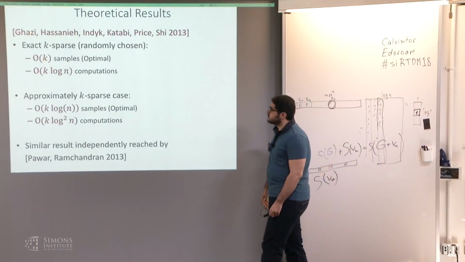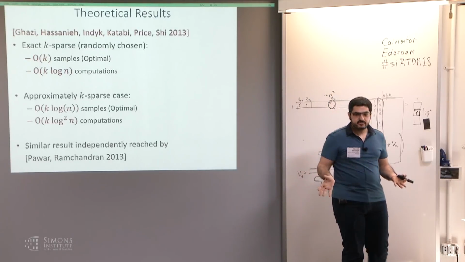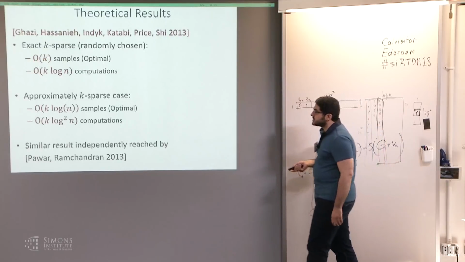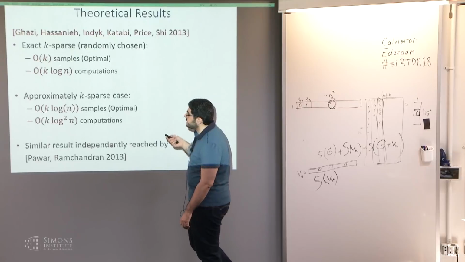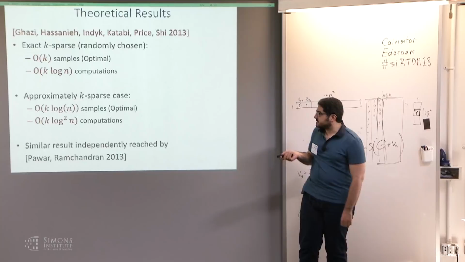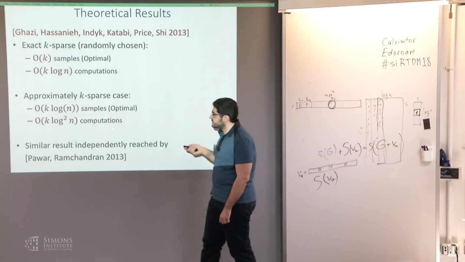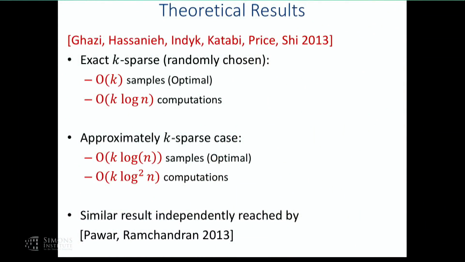So what can we show about this? For the exactly sparse case, but only when the frequencies are randomly chosen, we can show that the algorithm will take order k samples and will run in k log n computations. For the approximately k-sparse case, the algorithm will take k log n samples and will run in k log squared n computation. And it's good to note that Pawar and Ramchandran here at Berkeley independently reached the same result around the same time. They just used the coding theory approach to solve the problem.